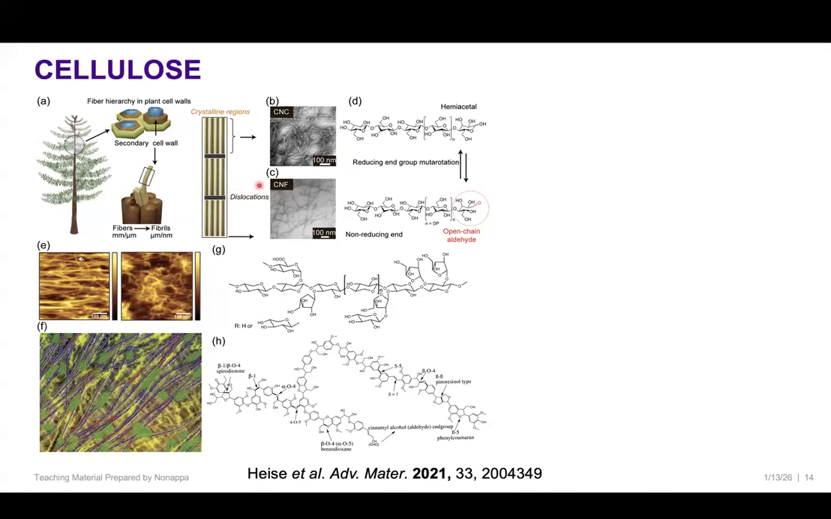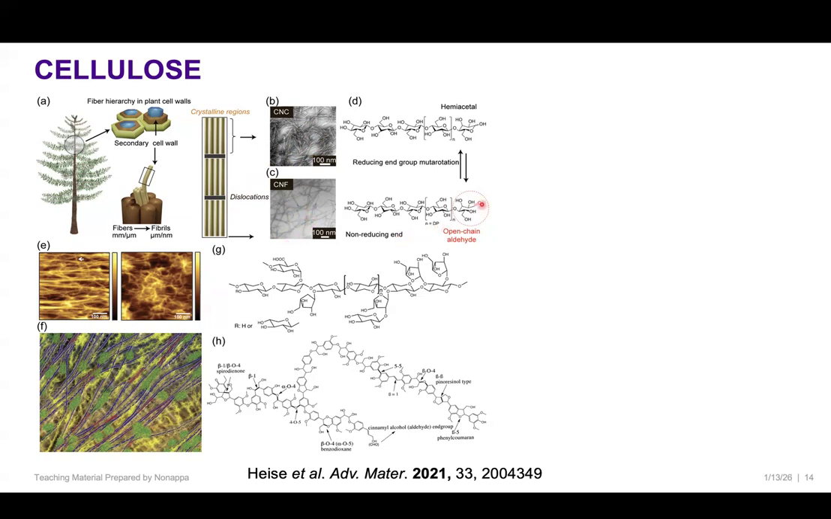Using controlled hydrolysis, you can obtain two types of product. One is a nanocrystalline product. It's nano because the diameter is about 18 nanometers, and the length is about 200 nanometers. These are crystalline, nanocrystalline cellulose. Then you can also get a long fibrillar structure, which is called cellulose nanofibers. The diameter is the same, around 18 nanometers, but the length can be indefinite.